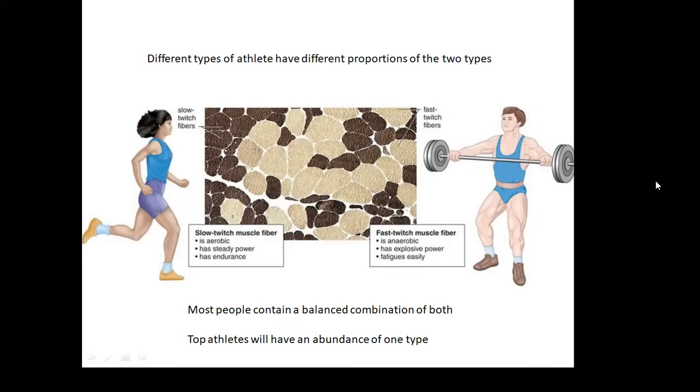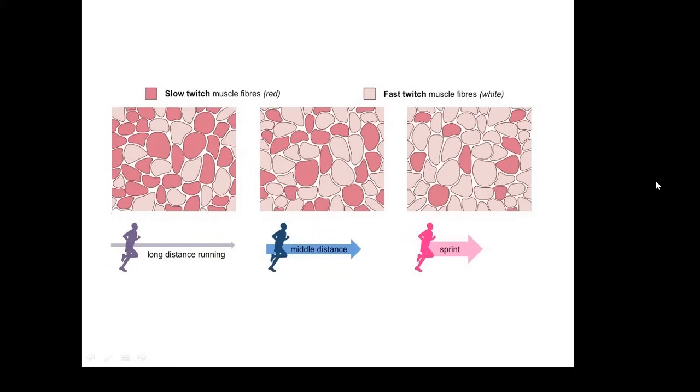Most people contain a balanced combination of both. Top athletes will have more of one type than the other. This is another graphic just showing that. You see that the long distance runner has lots of slow twitch muscle fibres, which are the darker red ones. A middle distance runner has about 50-50, and then the sprinter has lots of fast twitch muscle fibres.